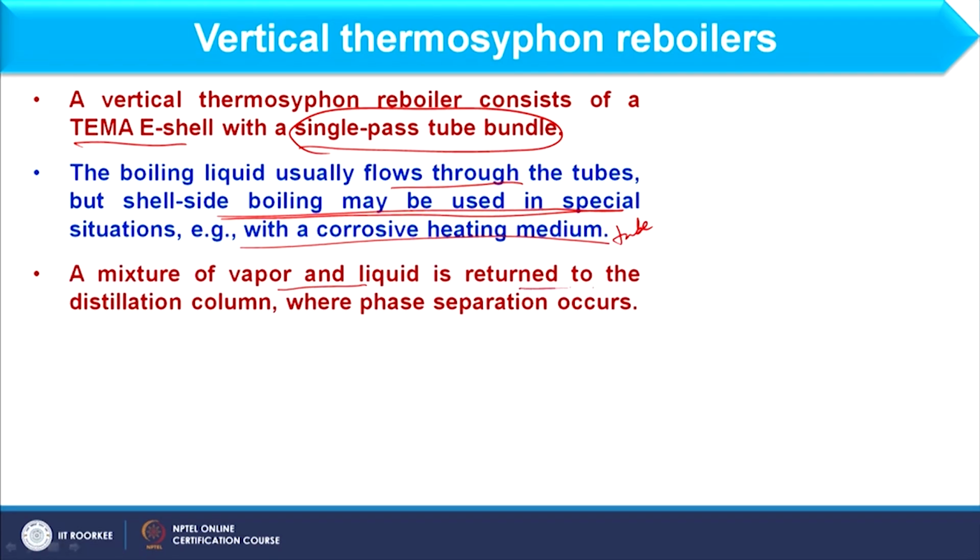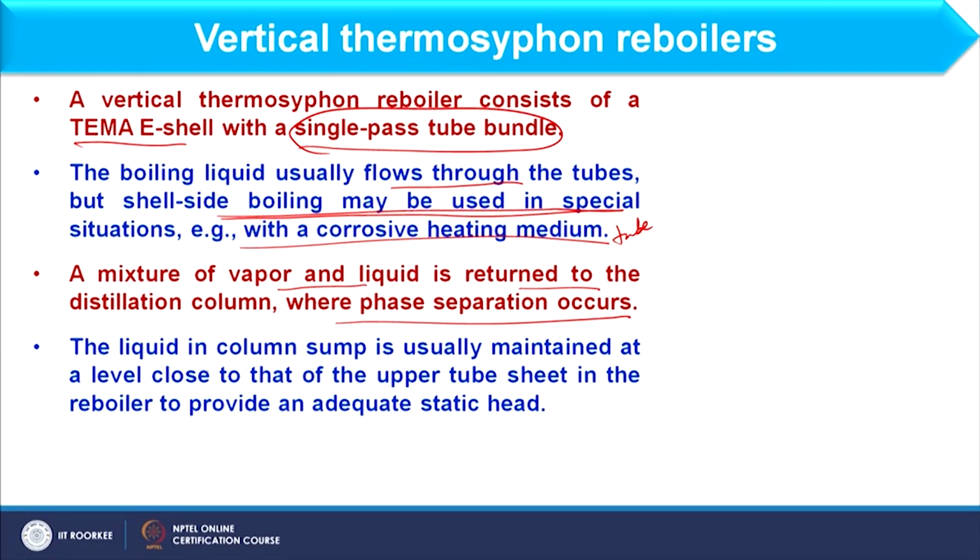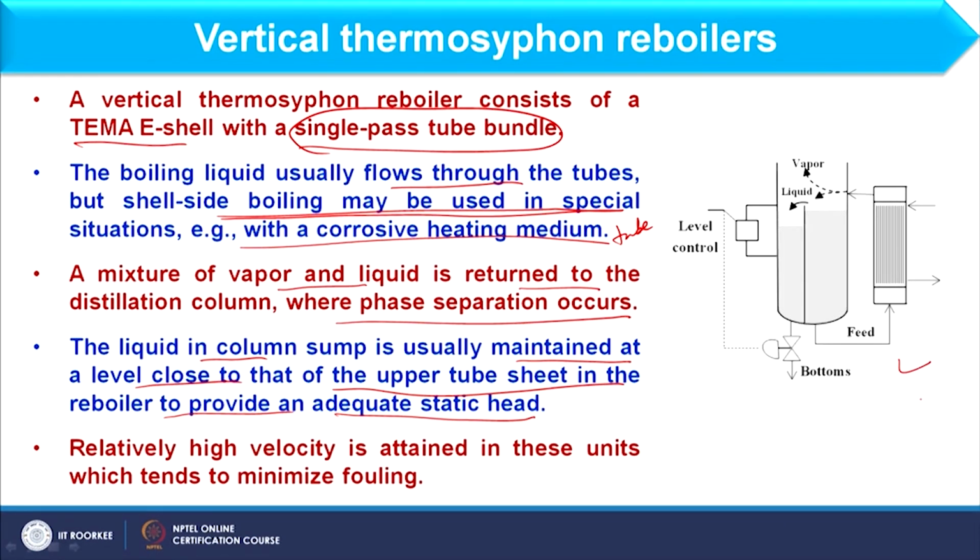A mixture of vapor and liquid is returned to the distillation column where phase separation occurs. So, in this reboiler, phase separation between vapor and liquid happens in the distillation column itself, not in the reboiler. Further, liquid in a column sump is usually maintained at a level close to that of the upper tube sheet in the reboiler to provide an adequate static head. This point we have already discussed. So, that is basically the vertical thermosiphon reboiler, where feed enters the tube side, and it handles relatively high velocity in comparison to a kettle reboiler, and because of this, fouling and scale formation can be minimized. That is the added advantage of the vertical thermosiphon reboiler.